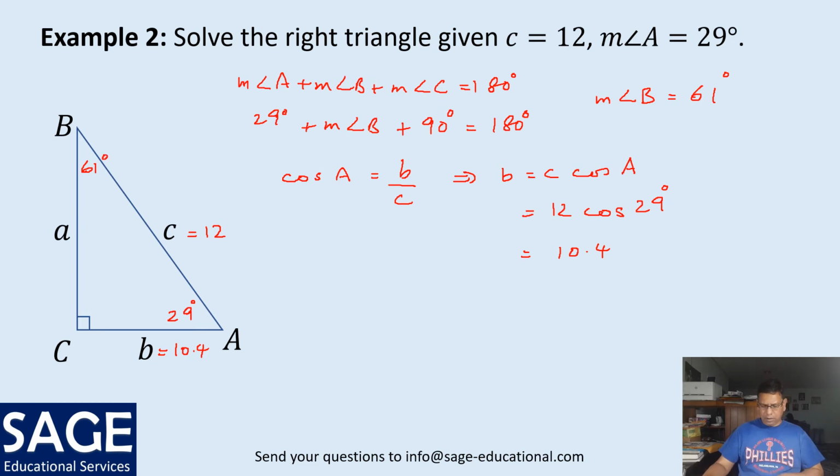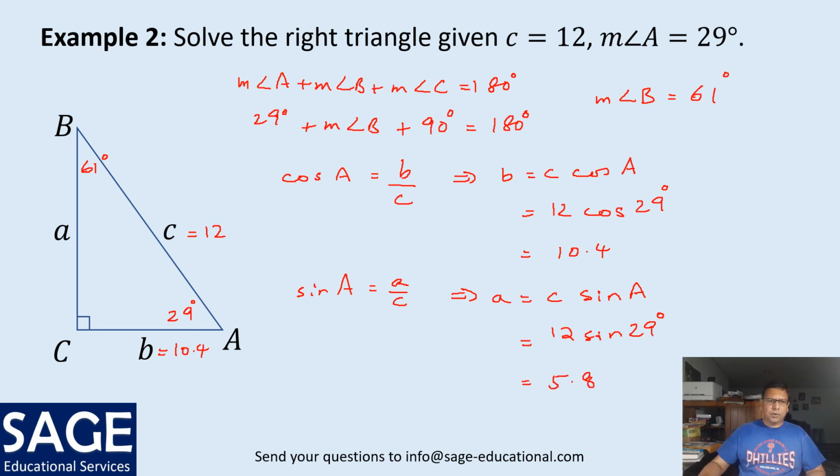Now we just have one more side to find out. So we could use sine of A is equal to A over C. So we are looking for a ratio that involves the unknown side. And if we rearrange this, we can write A is equal to C times the sine of A. And that is equal to 12 times the sine of 29 degrees. And grabbing a calculator, that comes out to be equal to 5.8. So we have solved for the unknown sides. This triangle is now solved.